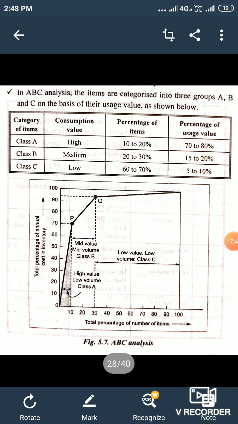Next point, industrial experiences reveal that implementing ABC analysis results in reduced clerical cost, save time and effort, results in better planning and control, and increased inventory turnover.